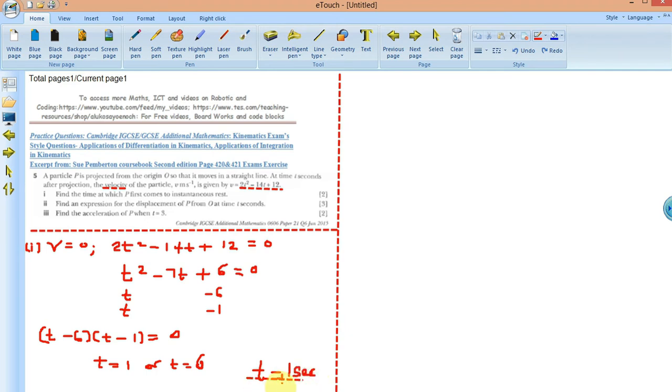Okay, so that's that. Guys, hope that is pretty cool. Can we go to the next question? So first come to rest at t equals 1. Okay, so t equals 1.